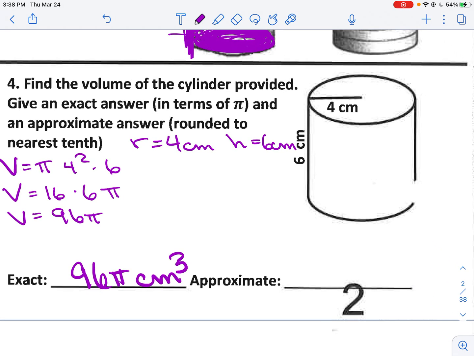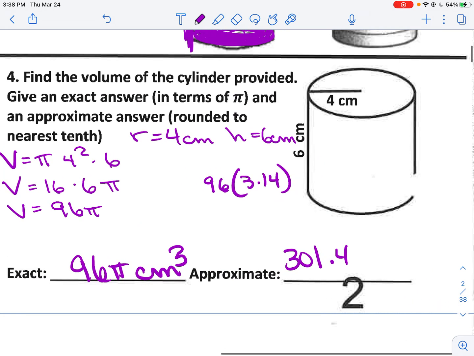Now if I'm going to approximate that, I'm going to take 96 and multiply it by 3.14. I'm going to get 301.4, oh, it says round to the nearest tenth, so 301.4 centimeters cubed.